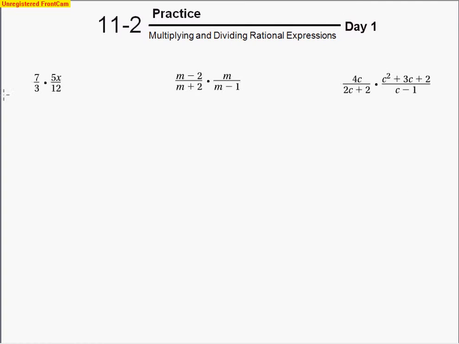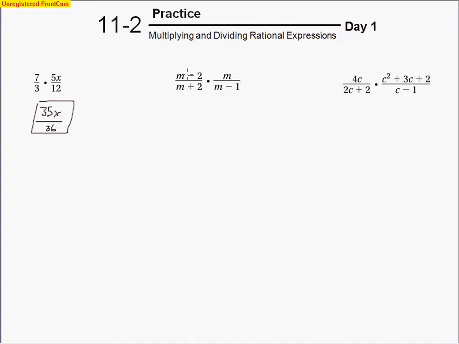Taking a look at our first problem here, we've got a rational expression, just a regular old improper fraction, and here we've got another fraction, but it is a rational expression because we have an x in the numerator. I'm looking for any reducing I can do. You can either look up and down, or you can look diagonally, and I see no reducing in this problem. 5 doesn't go into 3 or 12, 7 does not go into either of these numbers. There's no x in the denominator, so I'm just going to multiply straight across. 35x over 36, and that would be the answer.